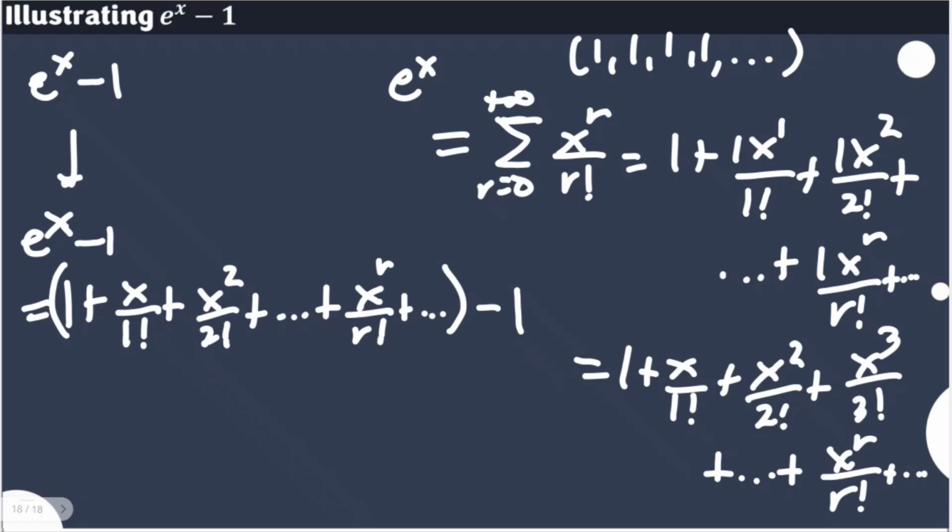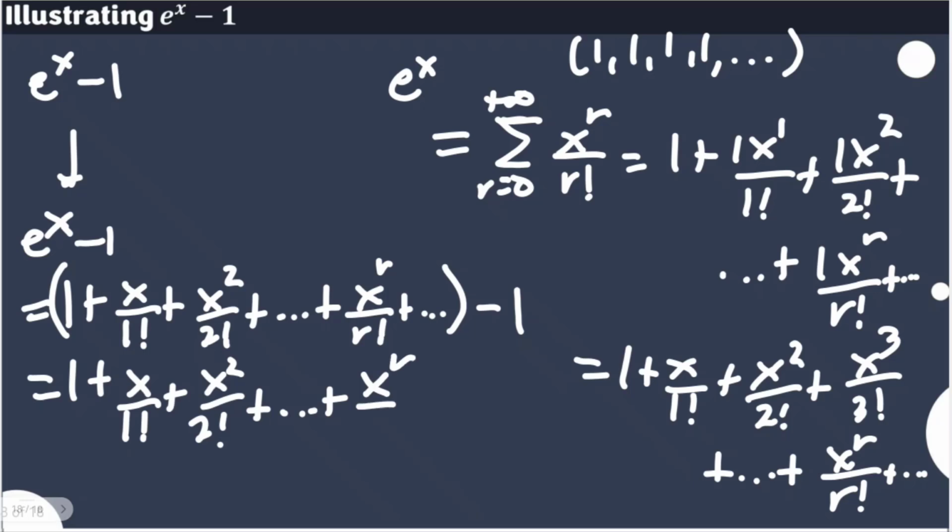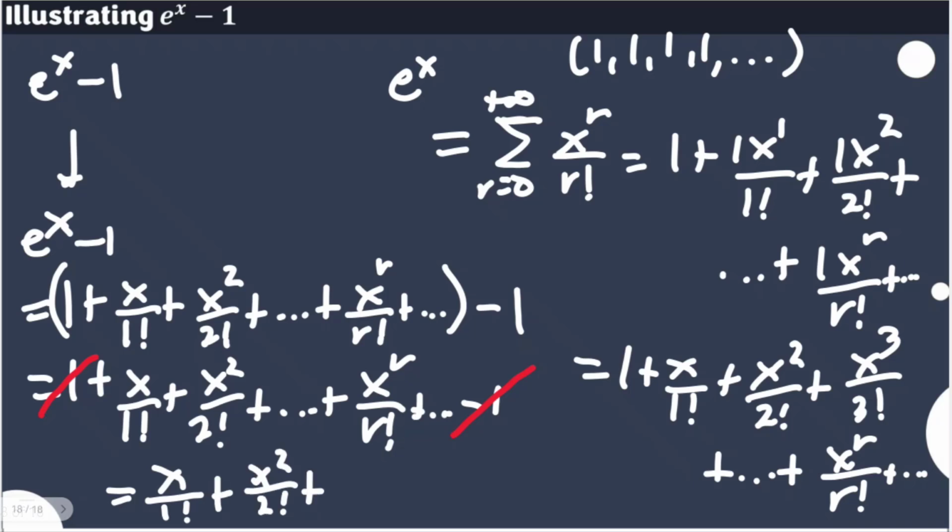In short, there's only one thing that we could remove. Let's try to remove the grouping symbol first. You probably have an idea already of what will happen next, and the resulting generating function and sequence. You have plus and then minus 1. Definitely, the 1 here will be removed. 1 minus 1 is the only item to be removed. Hence, you will have x over 1 factorial plus x squared over 2 factorial plus, up to x to the power of r over r factorial.